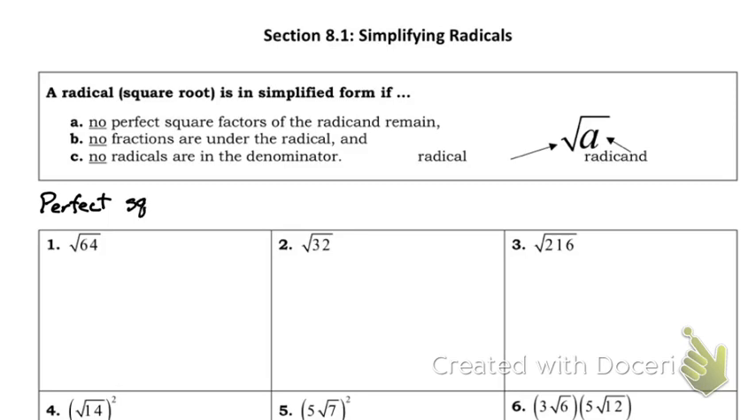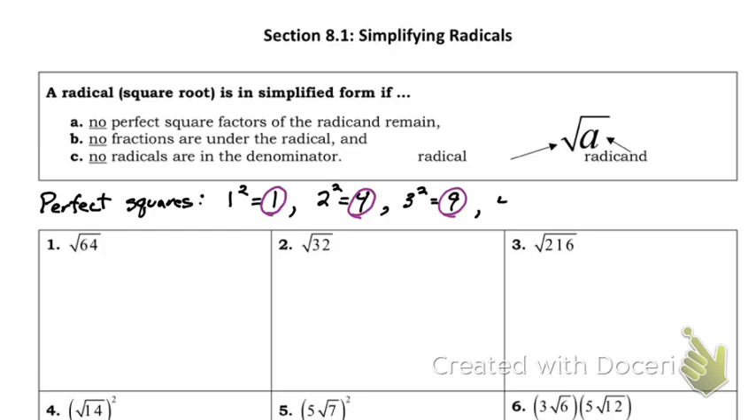Our perfect squares are going to be a list. It starts with 1, because 1 squared equals 1. Our next perfect square comes from 2 squared, which is 4. 3 squared equals 9, so 9 is a perfect square.